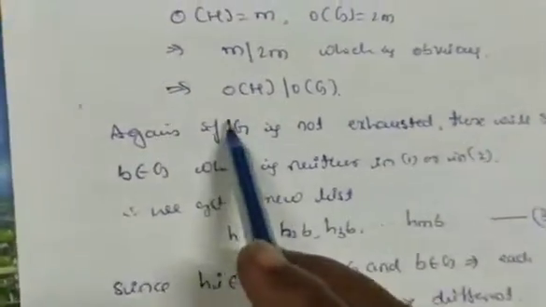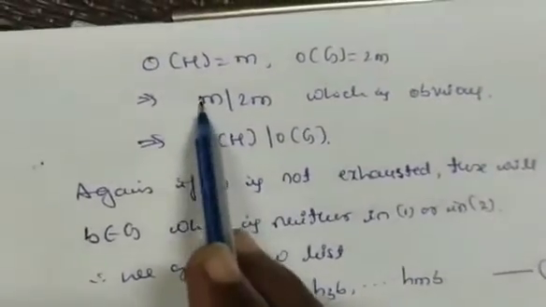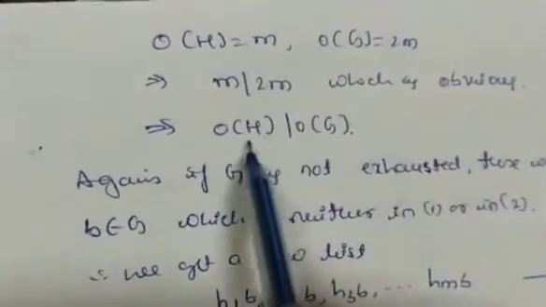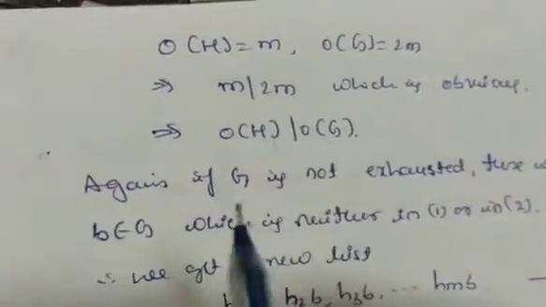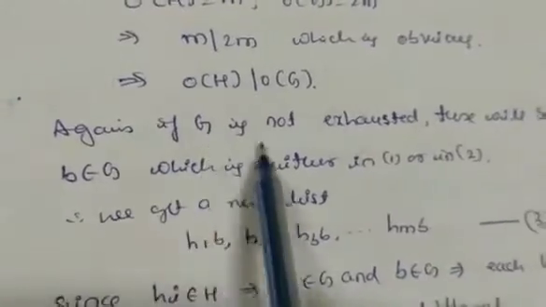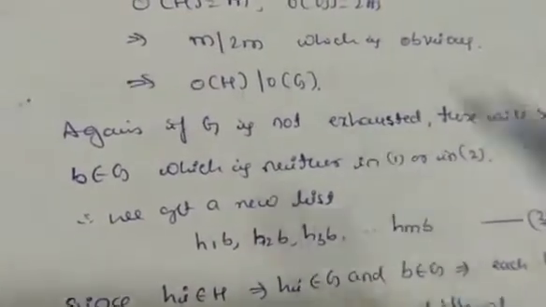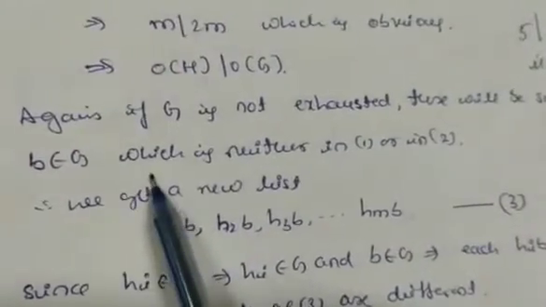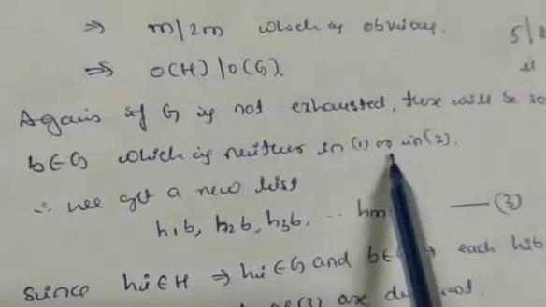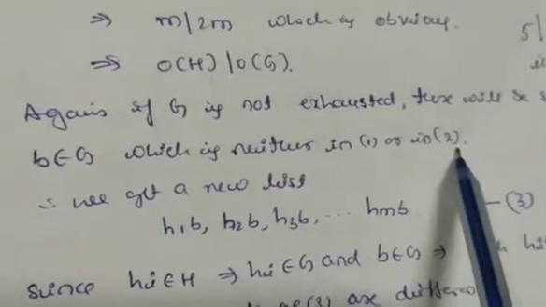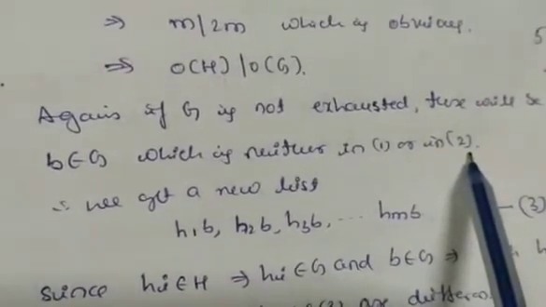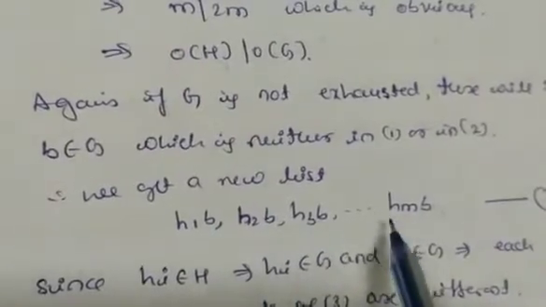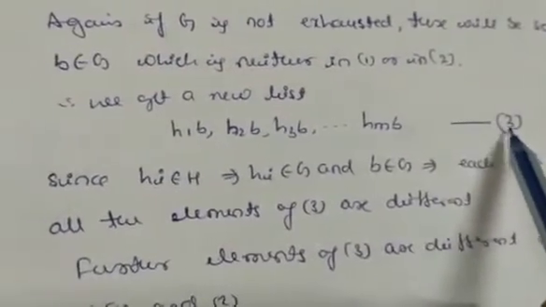So m is the order of H and 2m is the order of G. This implies the order of H divides the order of G. Again, if G is not exhausted, G has some more elements. There will be some b belonging to G which is neither in equation 1 nor in equation 2, meaning G has some more elements than H. So we get a new list: h1b, h2b, and so on up to hm b. Take this as equation number 3.